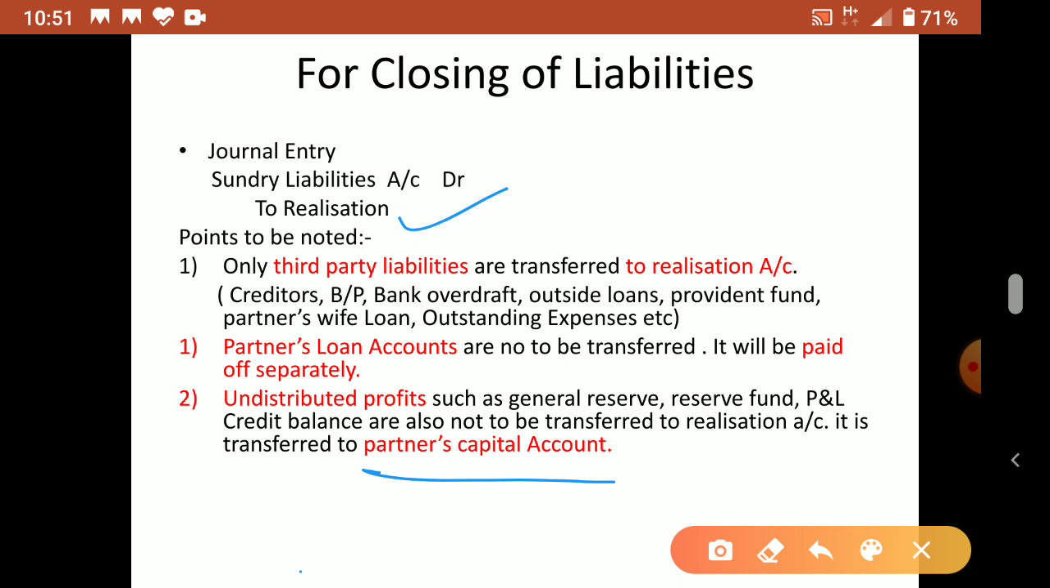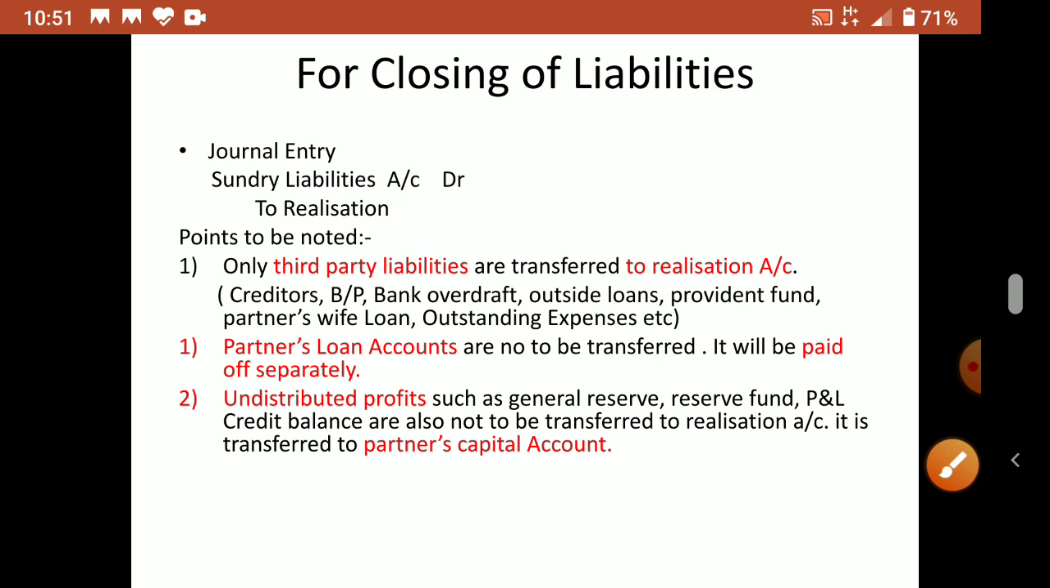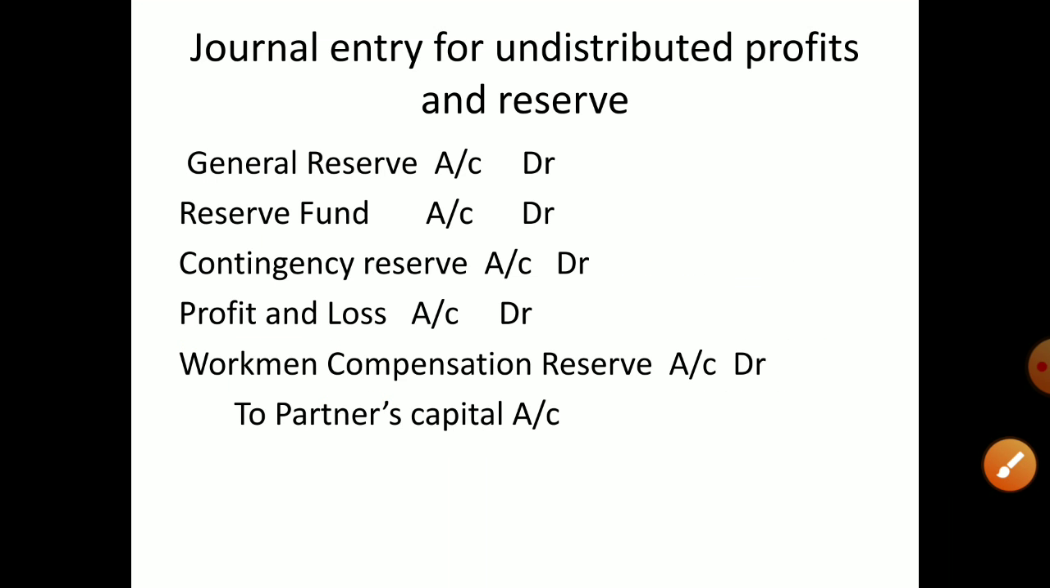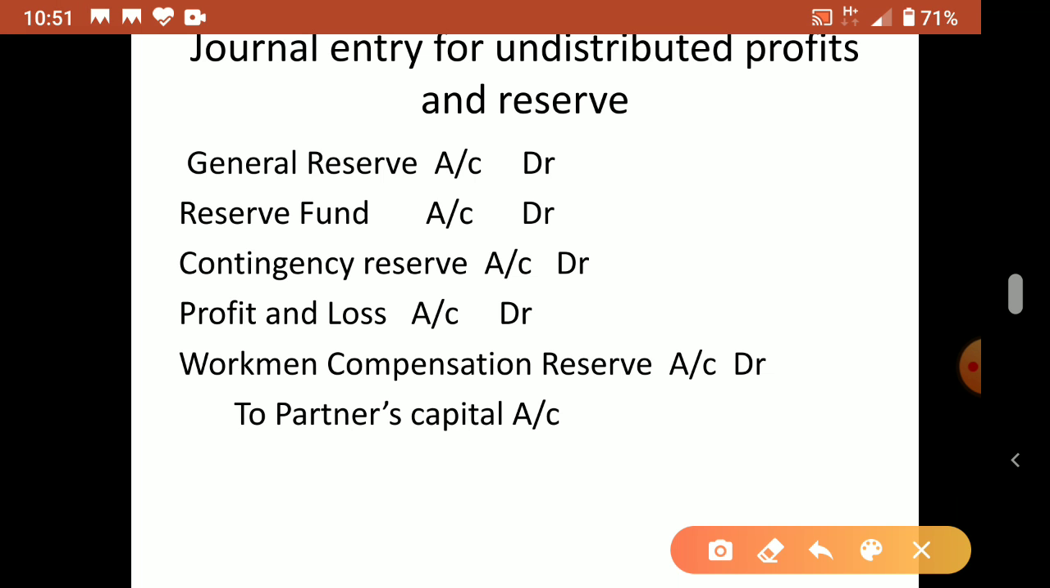And a partner's loan, we prepare a separate account. Partner's loan we prepare separately. Partner's wife's loan is included in outsiders' liability, okay. Now any undistributed reserve, anything there, this is not a reserve or provision against an asset. Any provision against an asset, I told you, the asset will transfer to realization, and the provision will transfer to the credit side of realization. But these are reserves and provisions or profit and loss account balance. This is not created against an asset, okay.